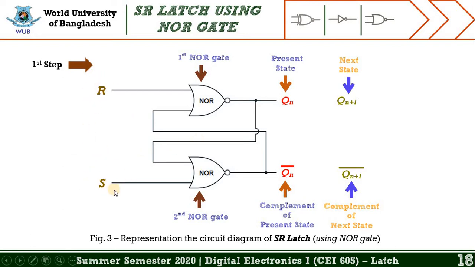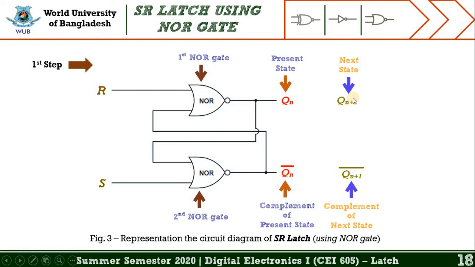is S. And in the middle section, you may find there are 2 NOR gates. One is the upper NOR gate, which is the first NOR gate, and another one is the lower NOR gate, which is the second NOR gate. And after these NOR gates, you will find two outputs actually. One is named as present state, which is symbolized by Qn, and another one is named as complement of present state, which is symbolized by Qn bar.